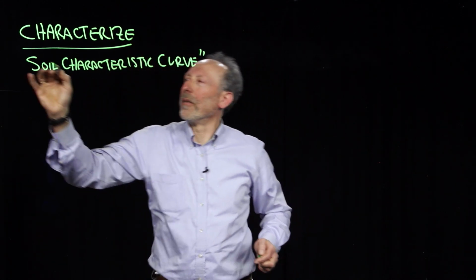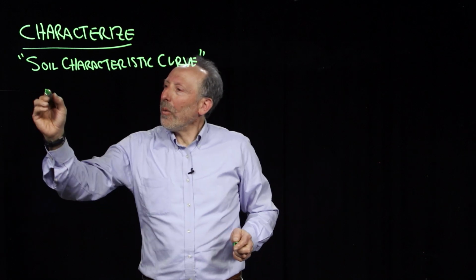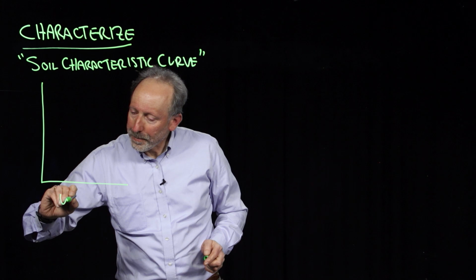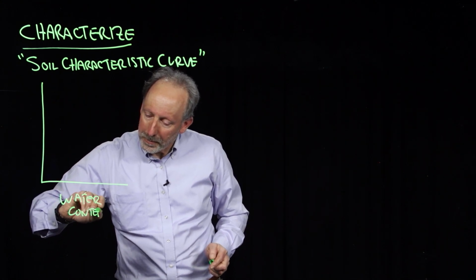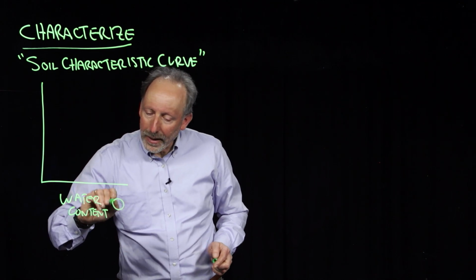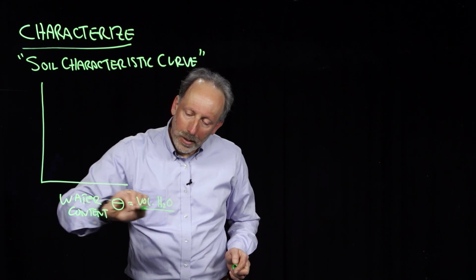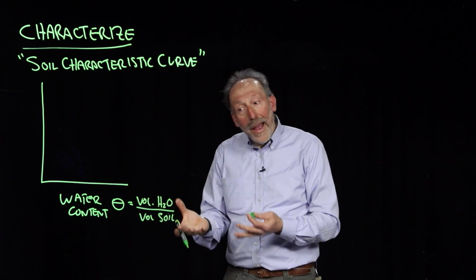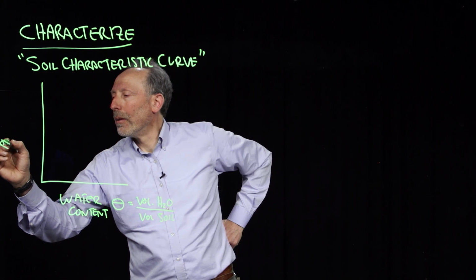The characteristic curve. And what that is really trying to do is identify how water is retained by soil. So what we're going to do is on one axis, we're going to put the water content. And we'll use the symbol theta, which is the volume of water per volume of soil. You could also do this in terms of the mass of water per mass of soil. On this axis, we're going to put the pressure.